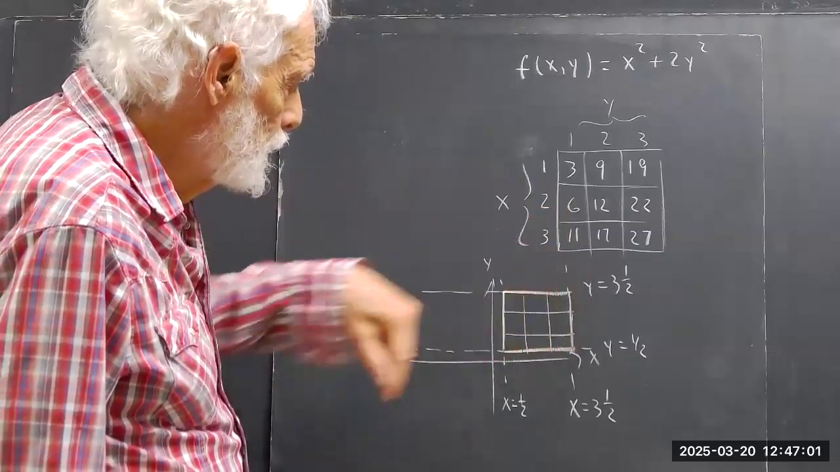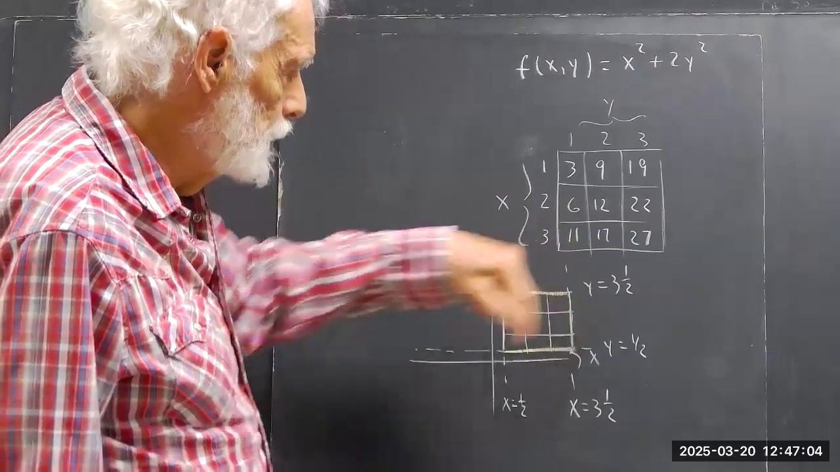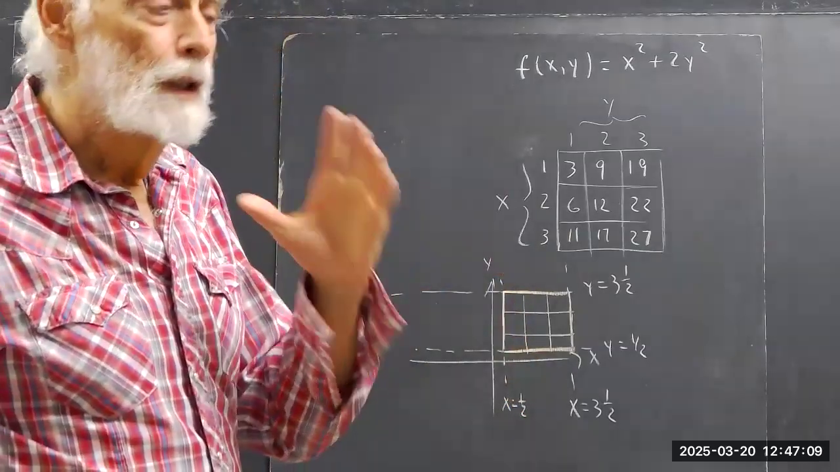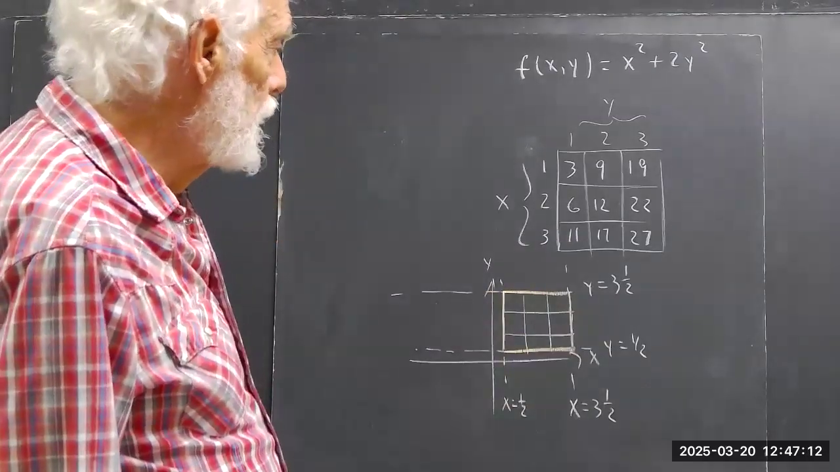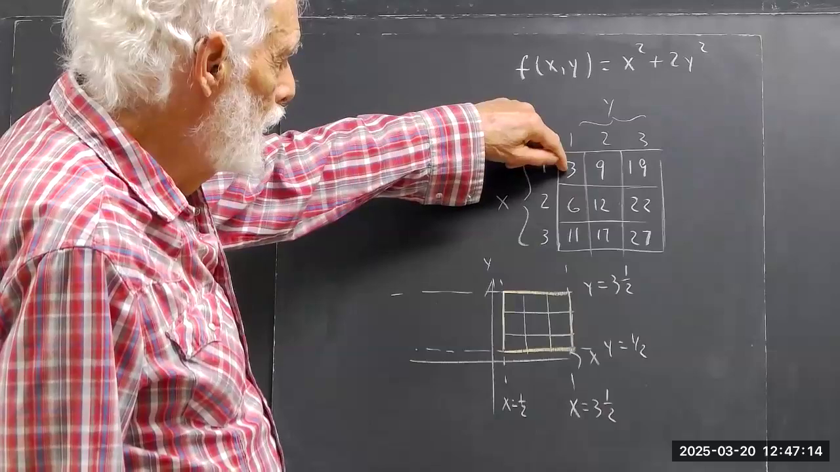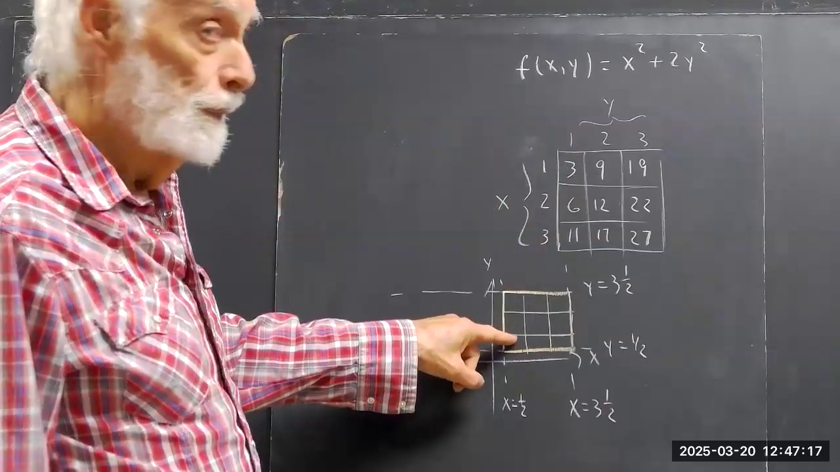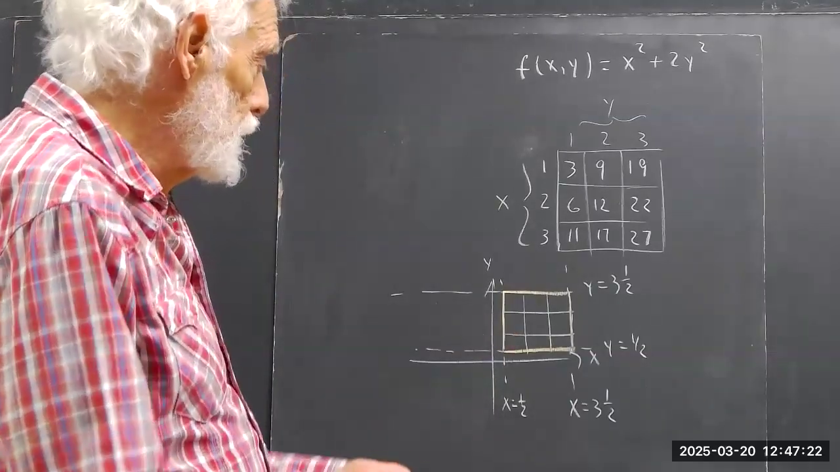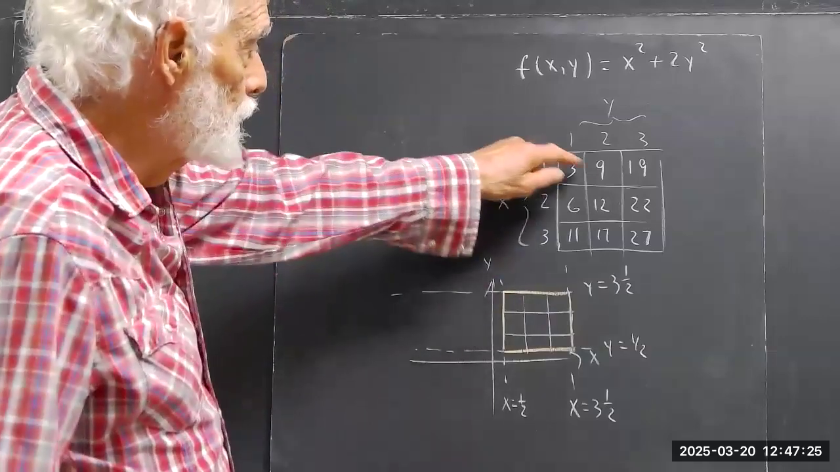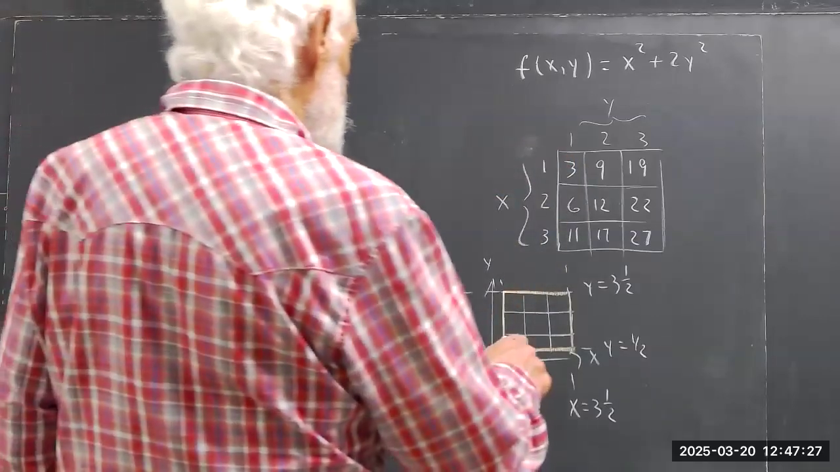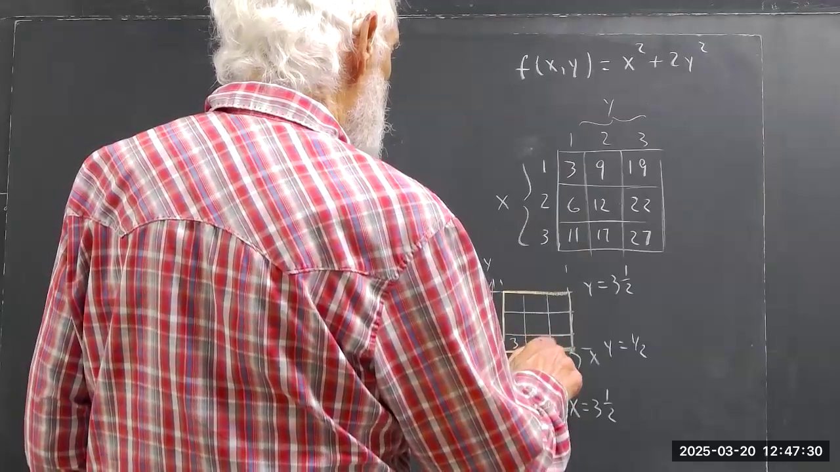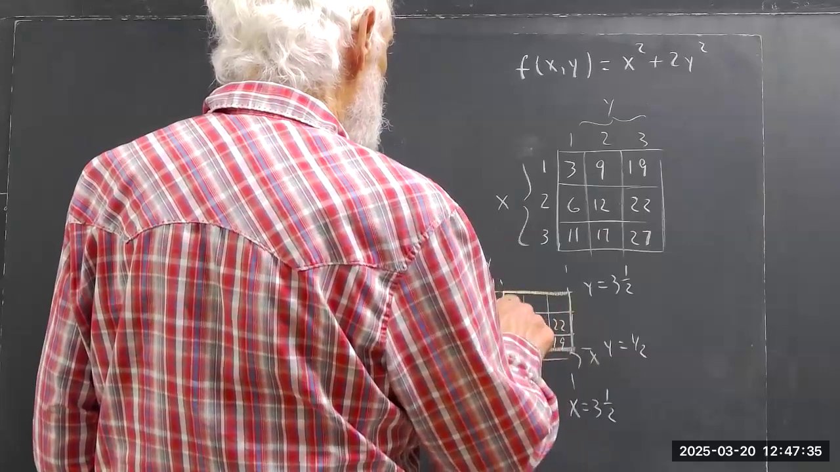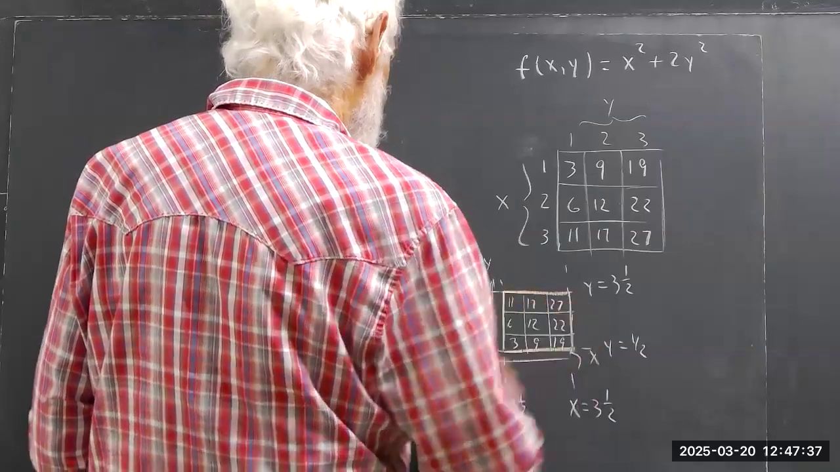And a rectangle that goes from x equals 1/2 to x equals 3.5, and y equals 1/2 to y equals 3.5. Why did I choose 1/2 to 3.5? It's because the point (1, 1) lies in the middle of this rectangle. In other words, the values at the middle of each of the rectangles here correspond to the values we have up here. So you can say, okay, the values are 3, 9, 19, 6, 12, 22, 11, 17, 27.